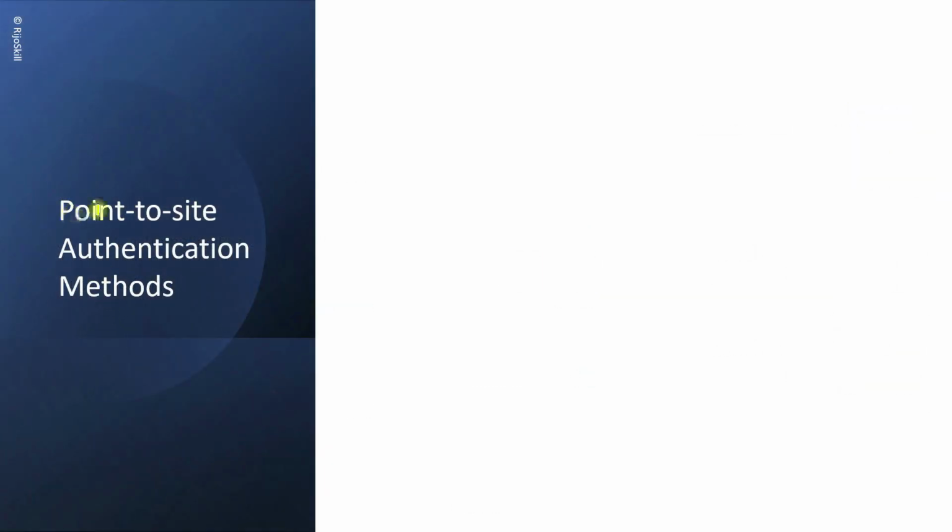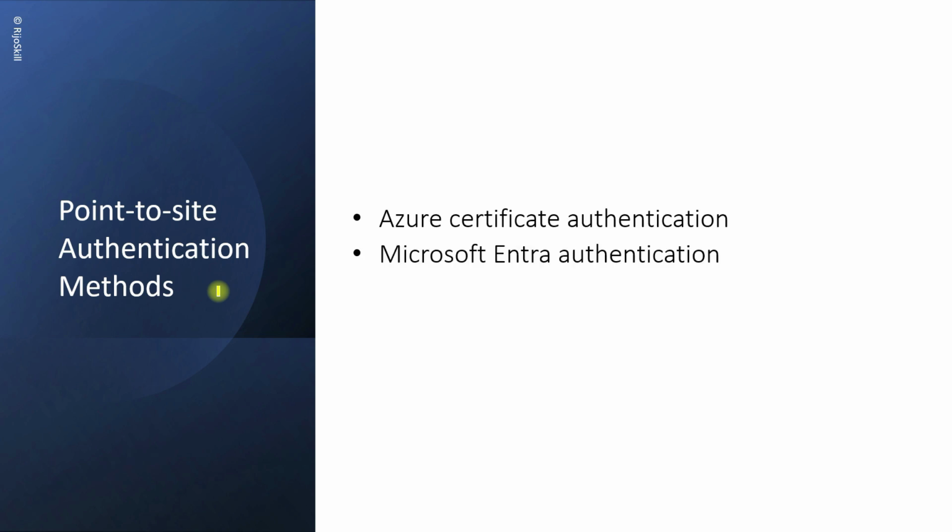Next we will go for the point-to-site authentication method. We already told there are three authentication methods: Azure Certificate Authentication, Microsoft Entra Authentication, and Active Directory Domain Services. This chapter is different because I will go for the first demo for Azure Certificate Authentication, in part 2 I will go for the Entra Authentication, and part 3 will be the Active Directory Domain Services. So first we will go for the Azure Certificate Authentication.